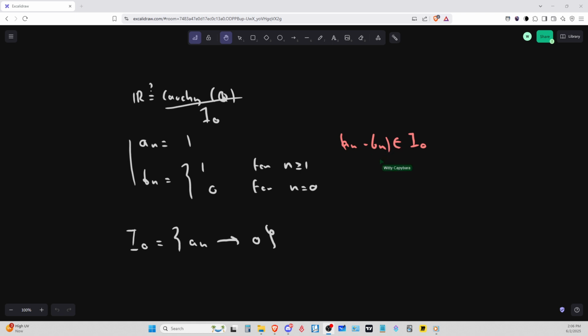Could you also remind us what an ideal is, for those that haven't caught up? An ideal is just a subset of a ring which contains the 0 element, the neutral element for addition, and which is stable under addition. So if you have two things inside of I_0, you want the sum to still be in I_0. You also want an absorbing property: if you take an element of your ring and multiply it by any element of your ideal, you want the product to be inside of your ideal.